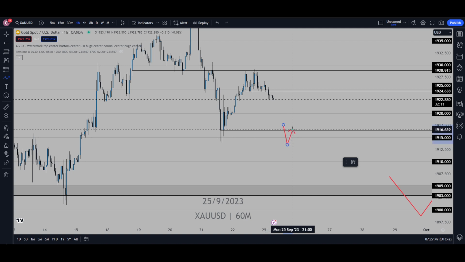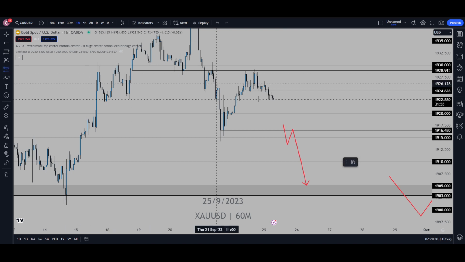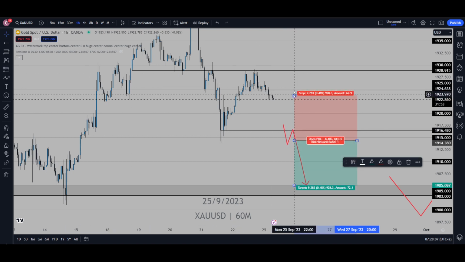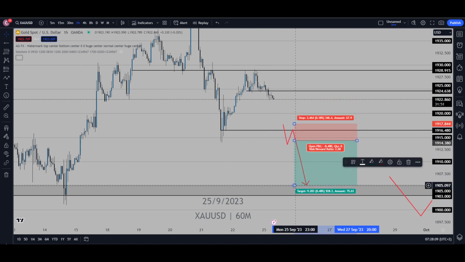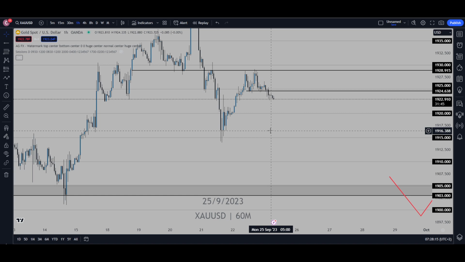So looking for potentially a break and retest of this sort of zone here for moves down to 1910, and then looking to push all the way down into the lows at 1905. Those are just some trade ideas for now, while we are in this range.